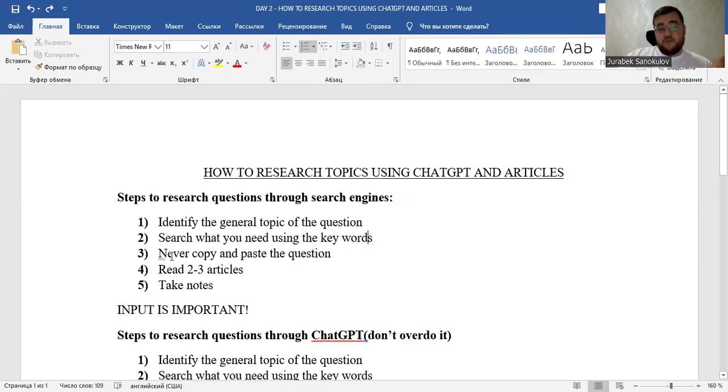And the most important thing is probably you should never copy and paste the question to the search engine and read ready essays because that's practically useless in my opinion. And you should try to read several articles, and finally you need to take notes. So taking notes is one of the most effective ways to maximize the result. So let me show you how to do that.